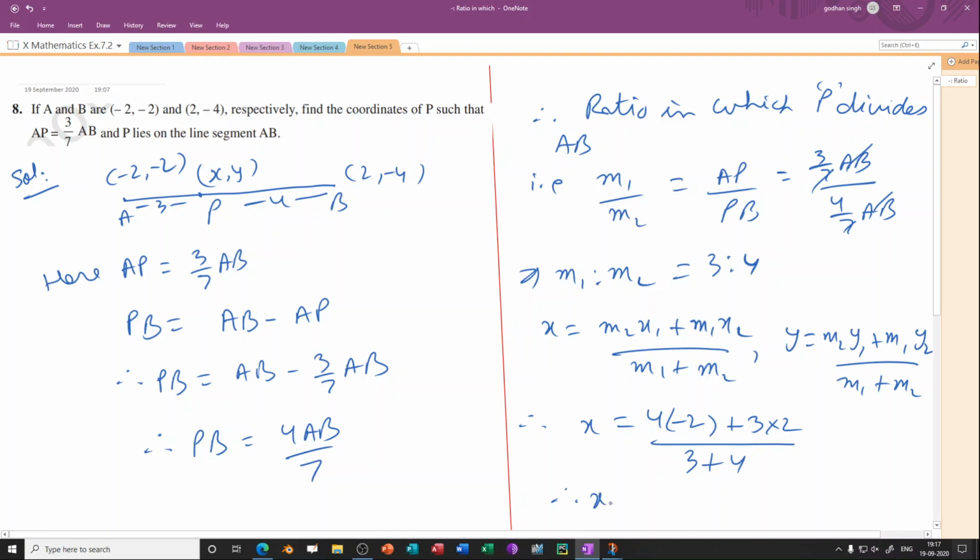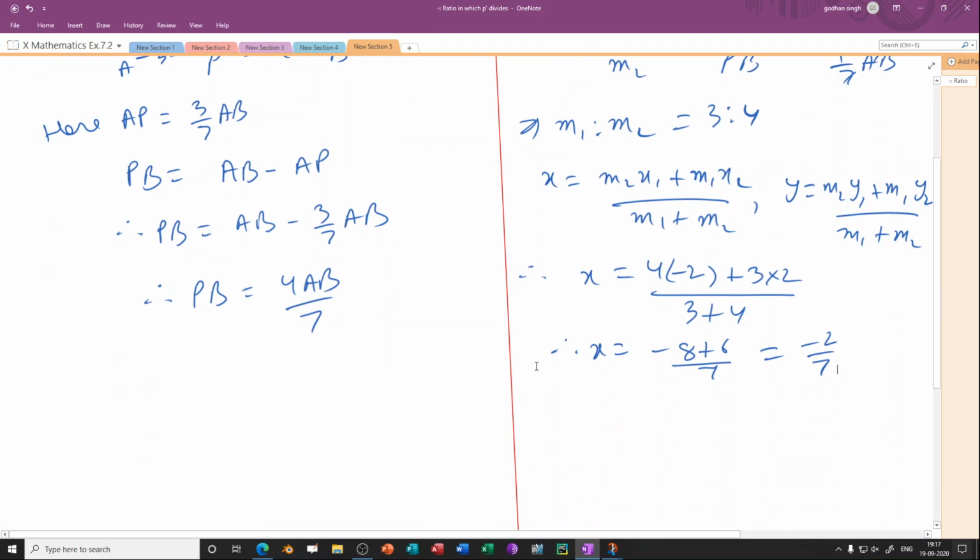Therefore, we can say that x equals minus 8 plus 6 over 7, and this will give us minus 8 plus 6, that is minus 2 by 7. So what is our x? Minus 2 by 7.